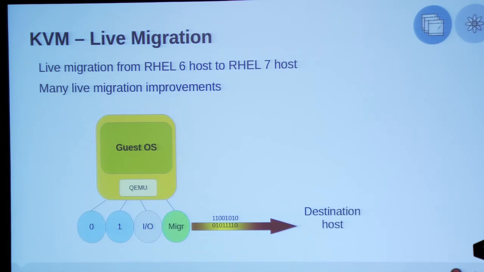So live migration is really exciting. We've done tons of work upstream, the whole community has, to make live migration a lot better. But the exciting thing is you can do a live migration from RHEL 6 to RHEL 7. So your virtual machines running on a RHEL 6 host can migrate with no downtime onto RHEL 7 and take advantage of some of these new features that we have in RHEL 7, such as automatic NUMA balancing.